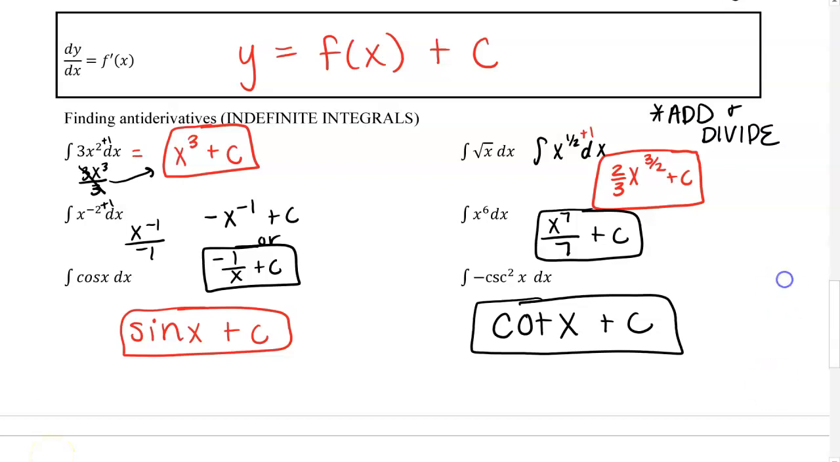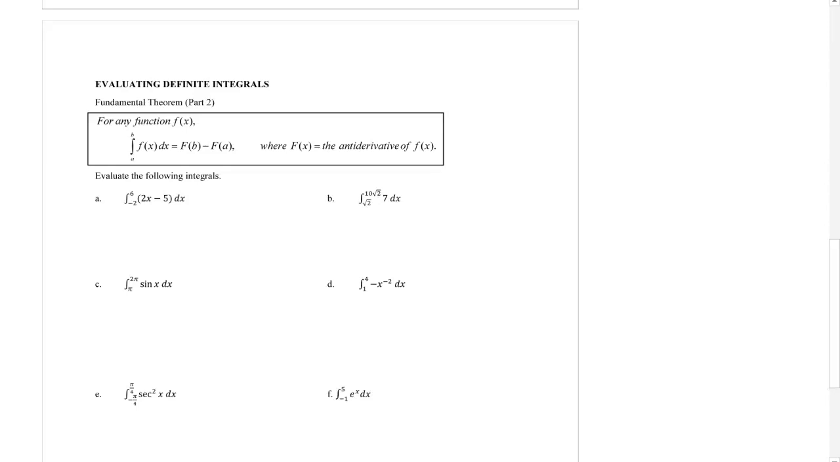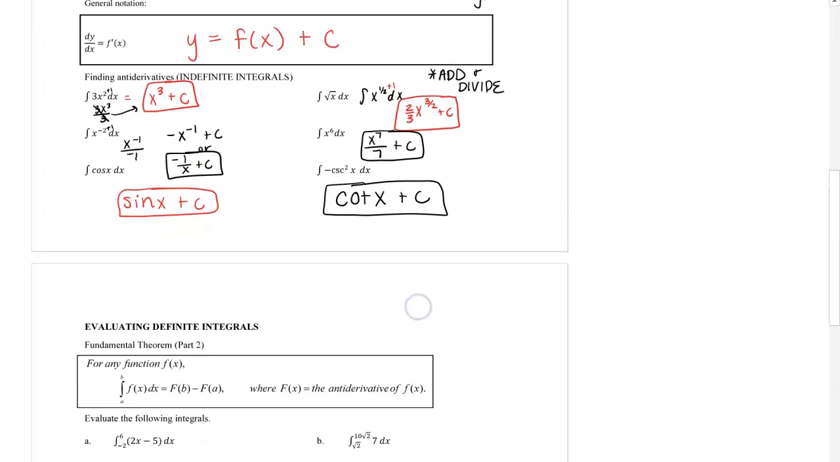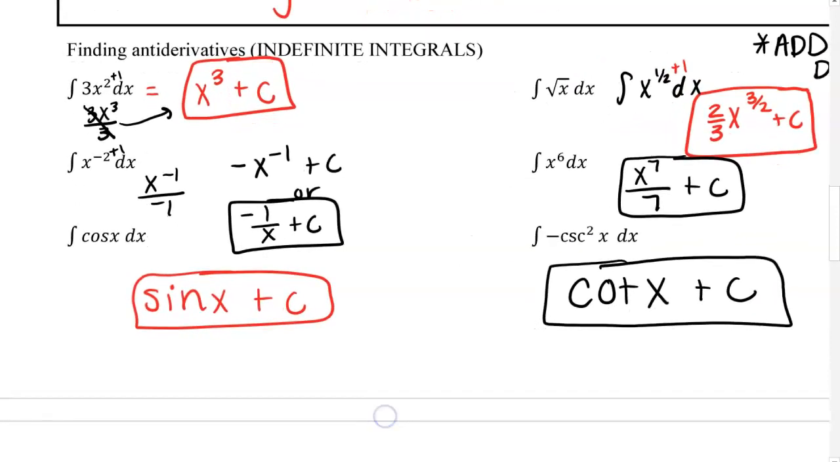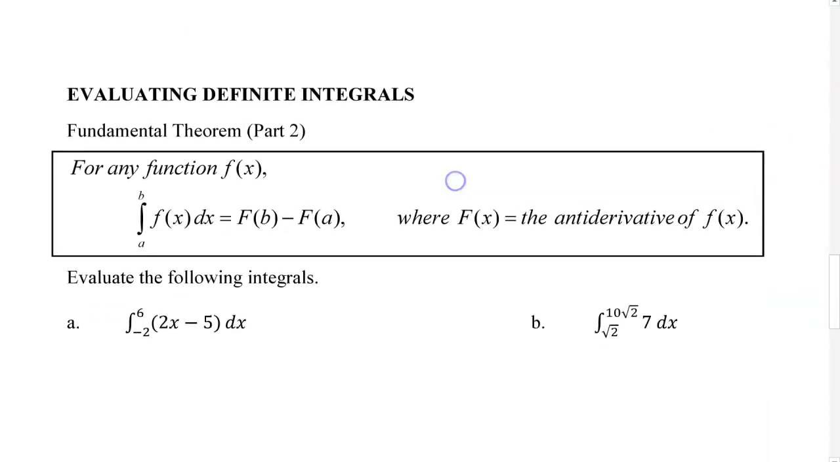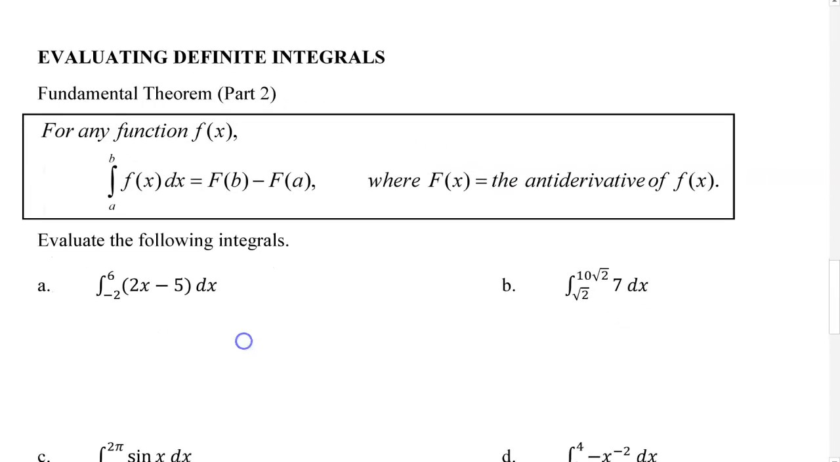Okay, so now that we know how to find antiderivatives, we should be able to evaluate a definite integral. So you'll notice again that these did not have bounds on them, so we were coming up with general solutions that would produce the derivatives that we see inside the integral symbol. Here we're evaluating definite integrals. Evaluating definite integrals involves the second part of the fundamental theorem. We will learn the first part of the fundamental theorem of calculus later.